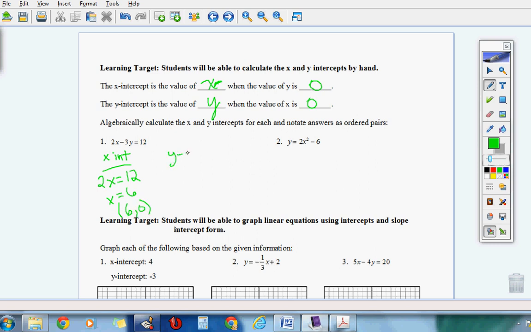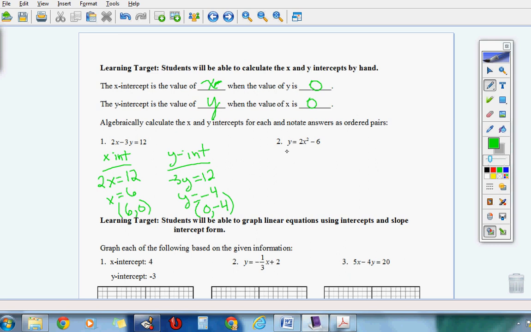All right, and then to find the y-intercept of this one, we would do the opposite. Put a 0 in for x. That's going to leave us with 3y equal to 12. And when we solve it, we get y equals negative 4. Please write your answers as ordered pairs: 0, negative 4.